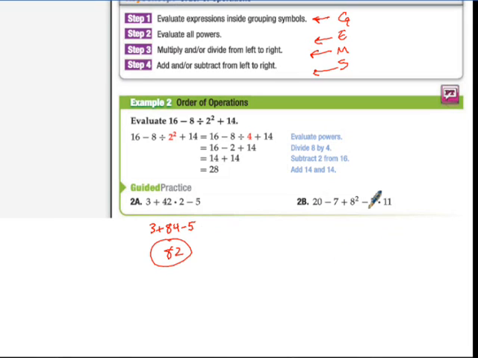And then here, I'm going to do exponents first, so 20 minus 7 plus 64 minus 7 times 11. Then I'm going to do the multiplication, so 20 minus 7 plus 64 minus 77, and then I'm just going to go left to right. That's all addition and subtraction. So 13 plus 64 is 77. 77 minus 77 is 0.